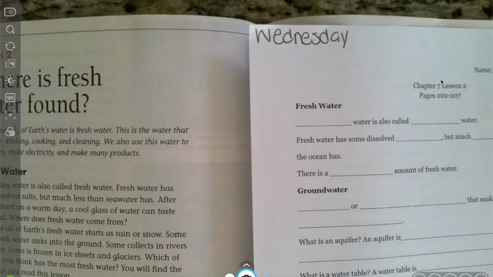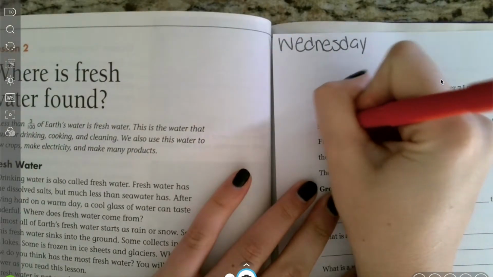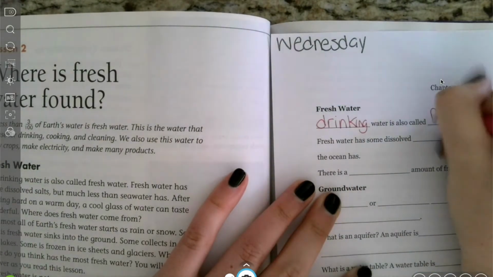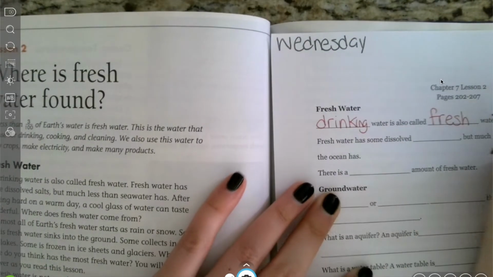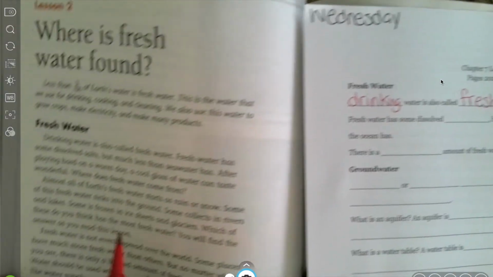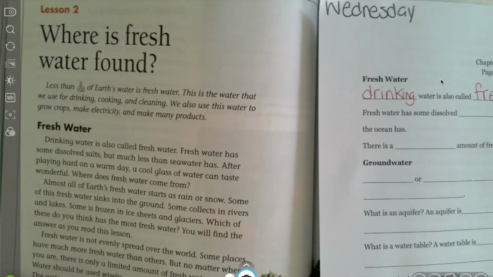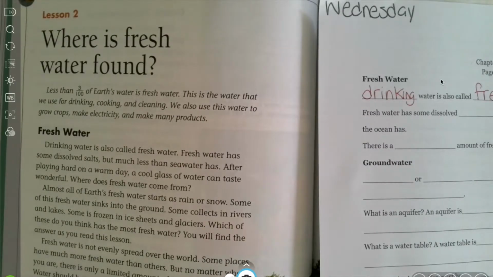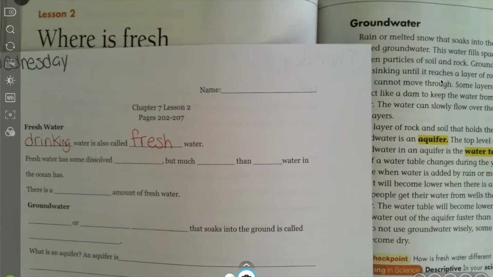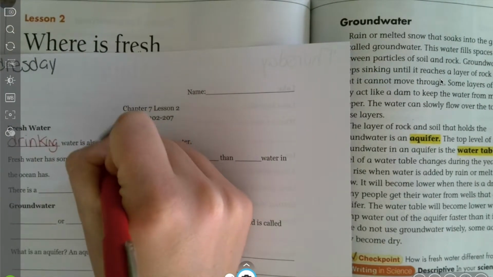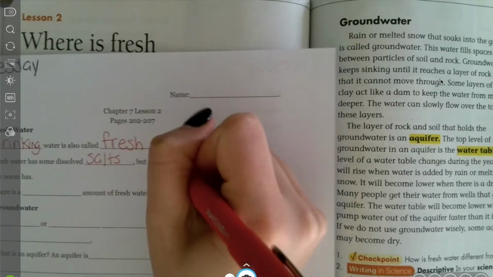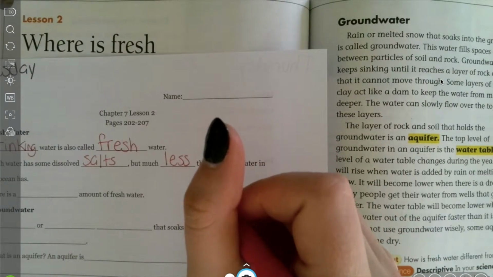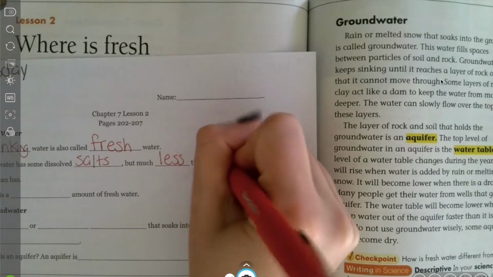Right away, that's first thing in our notes. Fresh water has some dissolved salts, but much less than seawater has. So if you're just drinking a glass of water, you're not going to be able to taste the salt there, but there is some in there. So fresh water has some dissolved salts, but much less than the salt water in the ocean has.